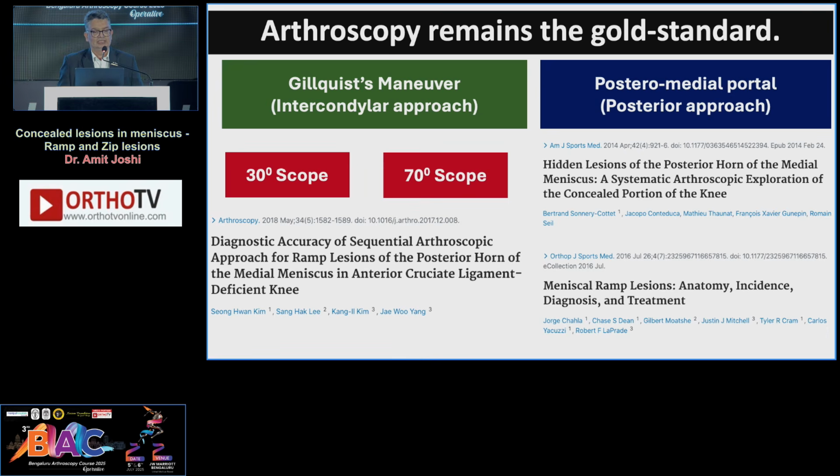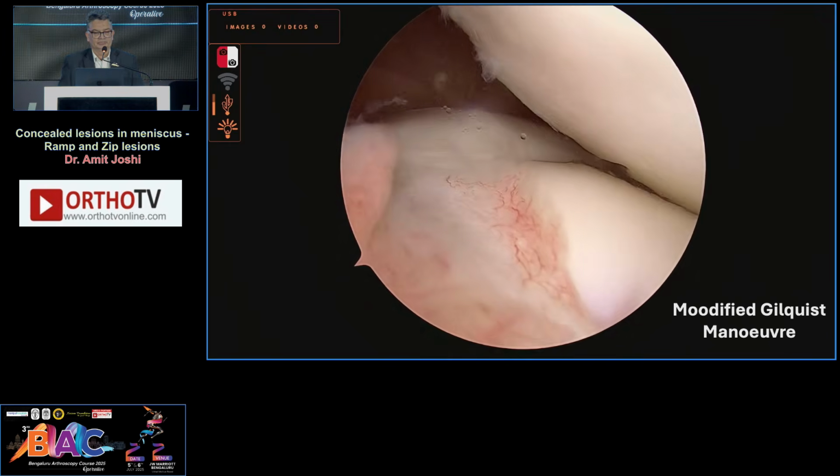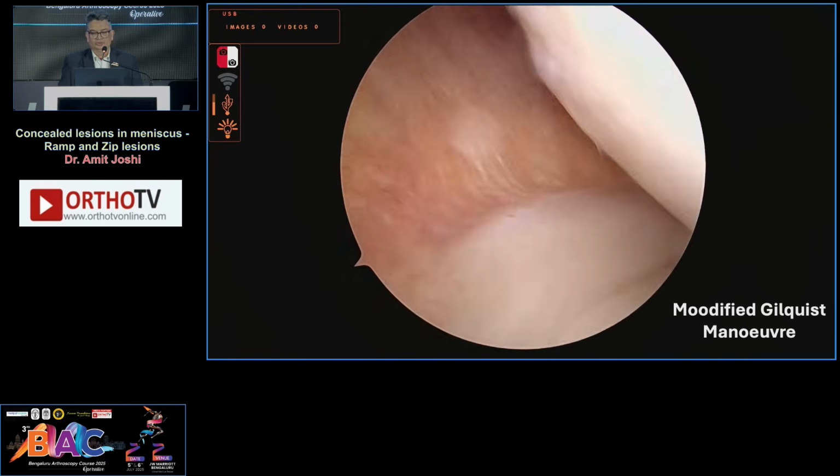There are two approaches to identify both the ramp lesion and the JIP lesion. These are the intercondylar approach, which is known as the Gilchrist maneuver, where you pass your scope from anterior to posterior, and the posteromedial or posterolateral approach for the JIP lesion. There are pros and cons for both of these. So this is the intercondylar approach.